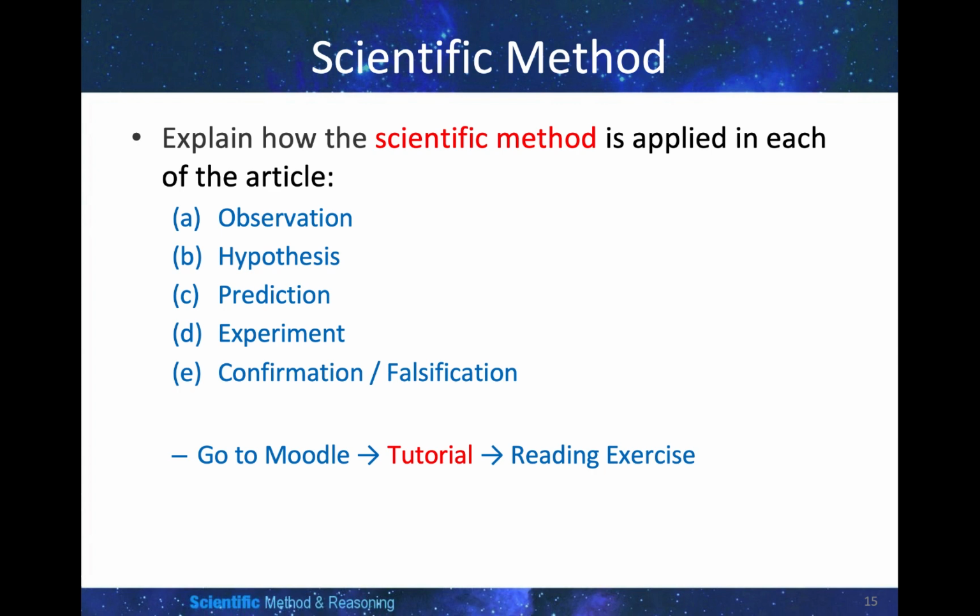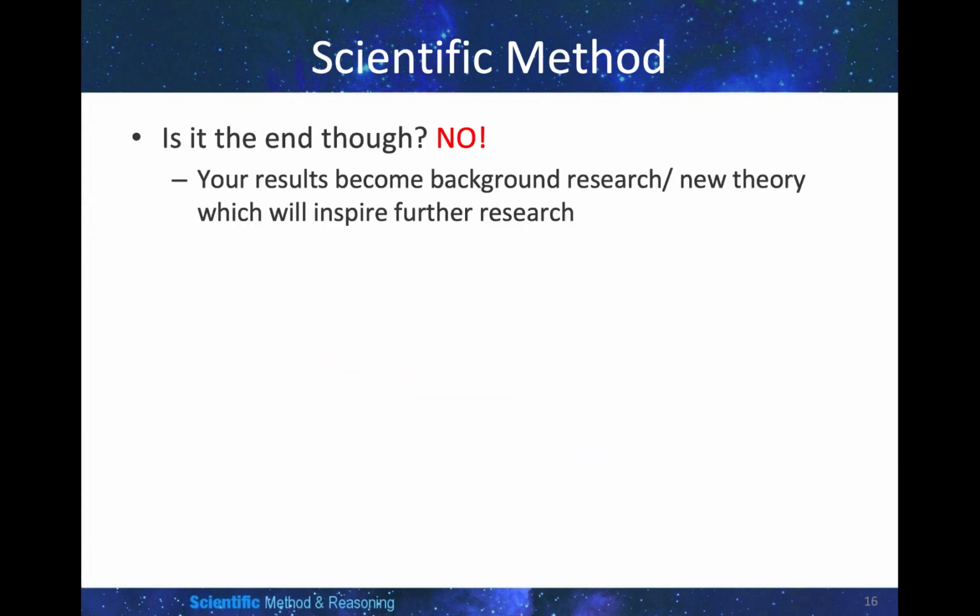We are back to the second part of tutorial 1. I assume you have already finished your reading assignments. To summarize, there are 5 steps in scientific method, namely observation, hypothesis, prediction, experiment, confirmation or falsification. There is no end in scientific method. Your results would become the background research or new theory.